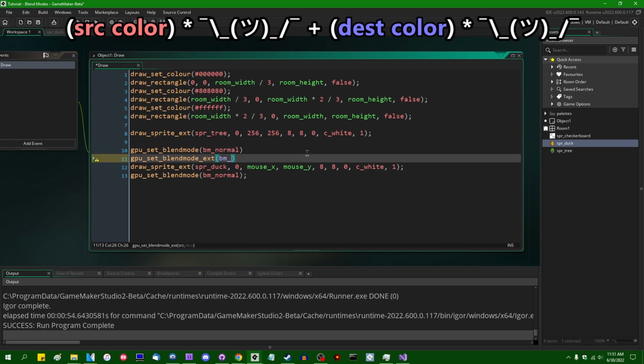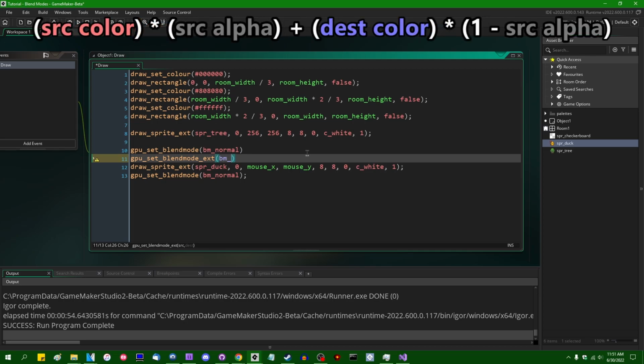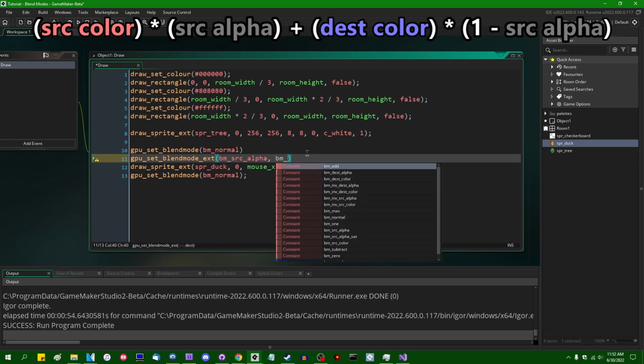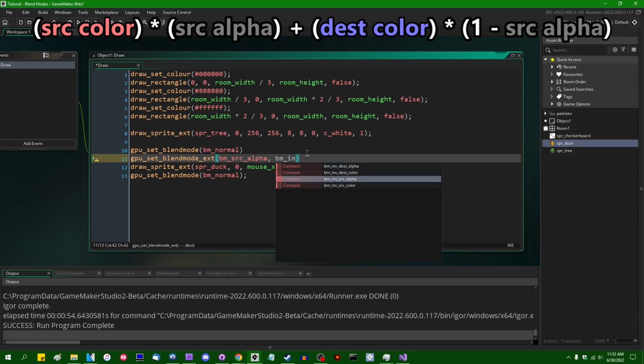So if we go back to the equation that we had for BM_NORMAL, we had the source alpha being multiplied by the source color, and that is going to be the first argument in this function. So we can type in BM_SOURCE_ALPHA as our blend mode factor for the first argument, and we had 1 minus the source alpha for the destination color, which we're multiplying it by, and we can represent that with BM_INVERSE_SOURCE_ALPHA. So source alpha is just the alpha of the source color itself. Inverse source alpha is 1 minus the source alpha itself.